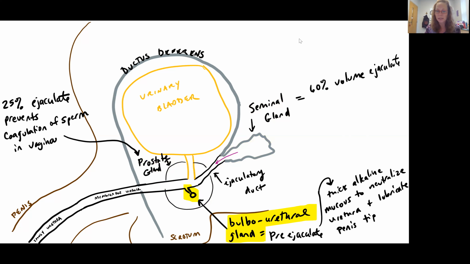Notice that the membranous urethra becomes the spongy urethra as it passes through the external genitalia for the male, which is, of course, the penis. And that's it for now.